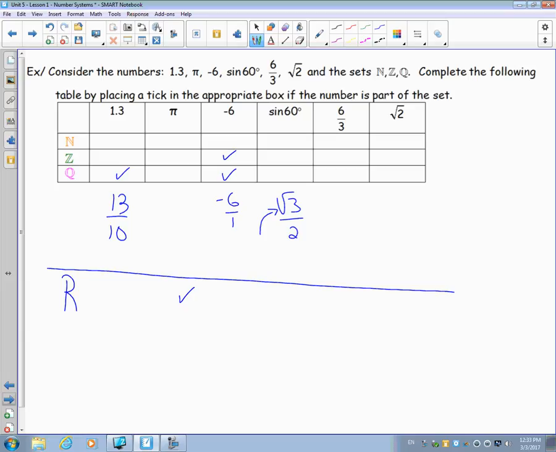6/3. We can write that as 2. Well, I can count on my fingers, so it's natural. It's an integer, and I can write it as a fraction, 6/3. And then we have √2 at the end there. I can't count on my fingers. It's not an integer. I can't write it as a fraction. That doesn't fit into any category except for the real numbers.